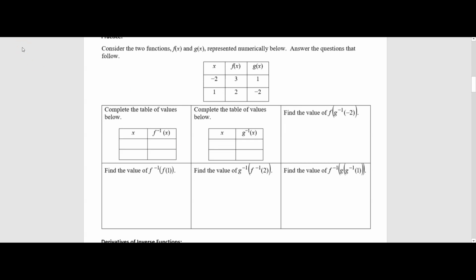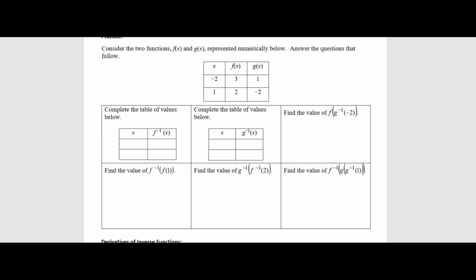So they give you a table here. It gives you the input, the x, and then it gives you two outputs, f of x and g of x. And again, I'd encourage you to pause the video, see if you can fill in these 6 boxes below. We're not going to go through all of them, but we will touch on about half of them. So try to work through them, and then you can see how you did by coming back to the video.